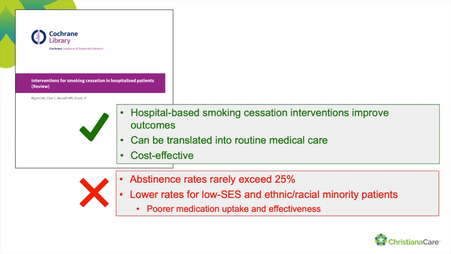And this is just one report from the Cochrane Library to provide background on that. There's been other research since. But some of the limitations of these approaches are that abstinence rates still, even in these programs, rarely exceed 25%, and that we do see even lower abstinence rates for individuals of low socioeconomic status and for ethnic and racial minority patients. A lot of this can be attributed to poor medication uptake and effectiveness in these populations.